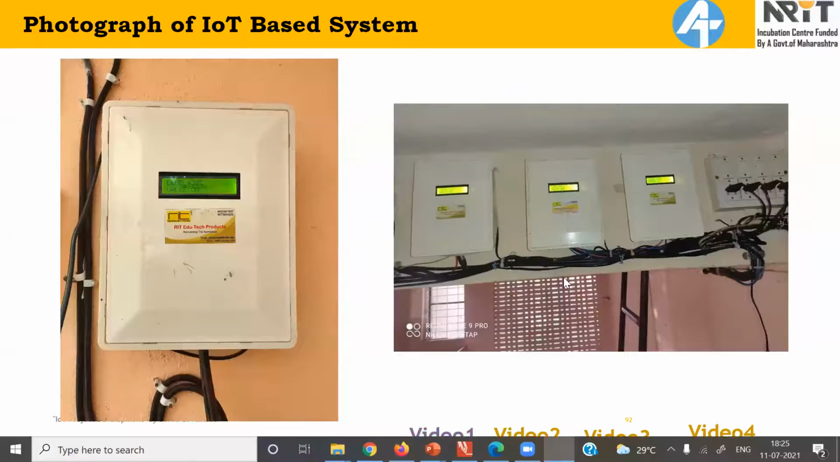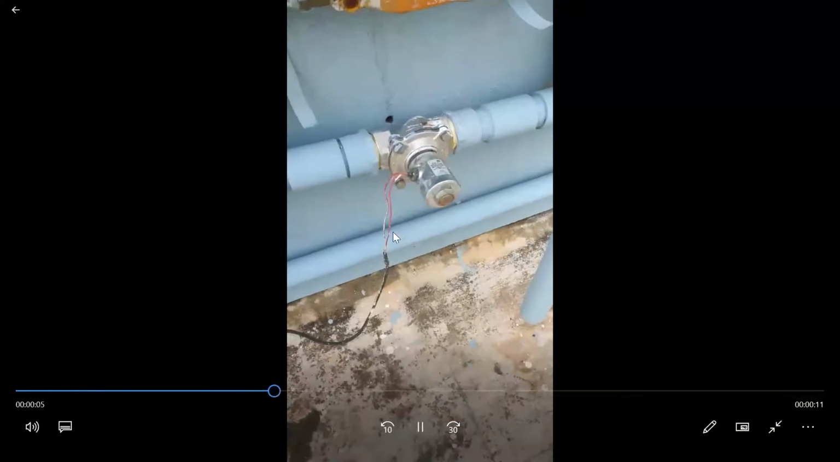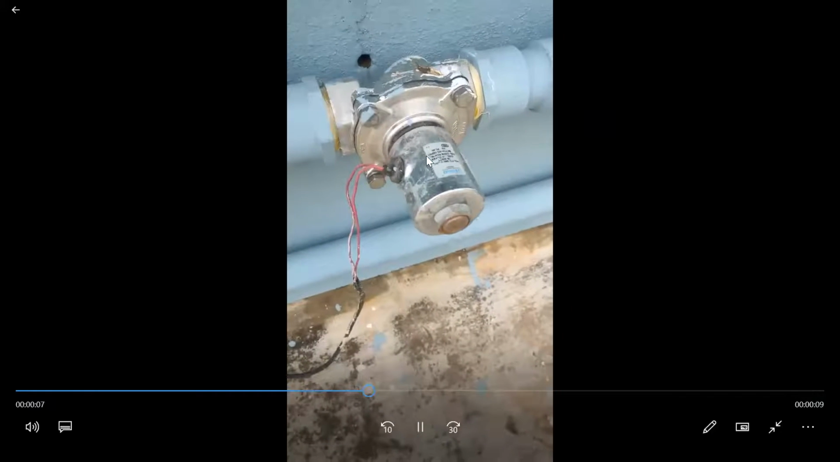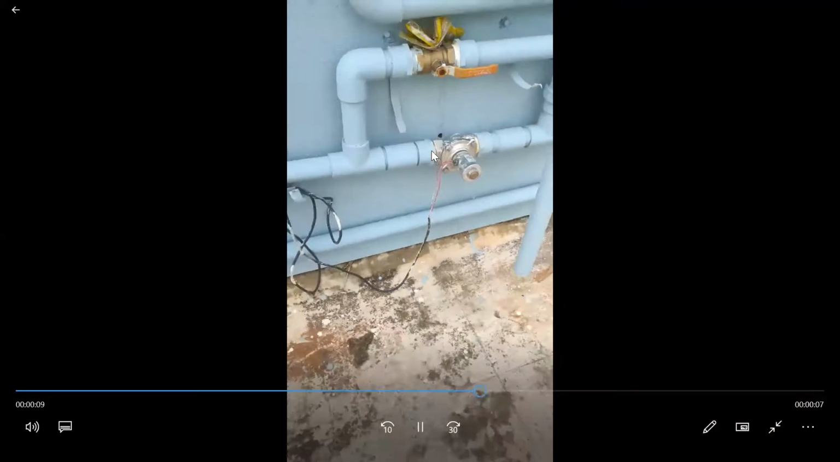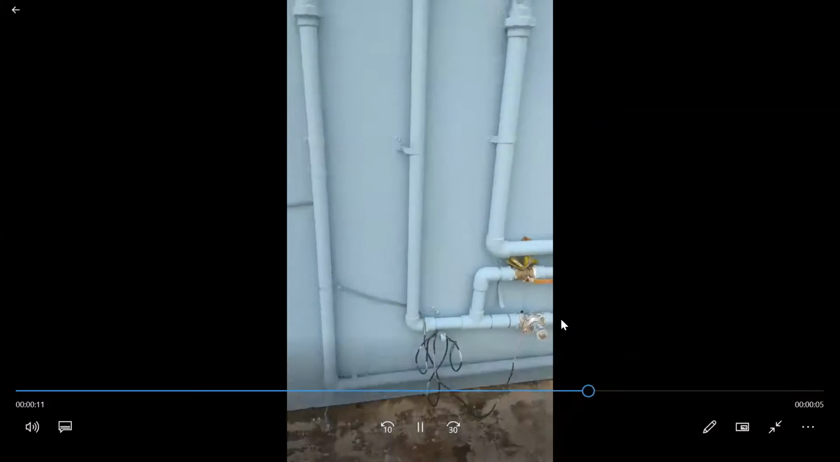In the first video, you will see a solenoidal valve installed at one side. The diameter of this pipe is 1.5 inch. The price of this solenoidal valve is around 5,000 rupees.